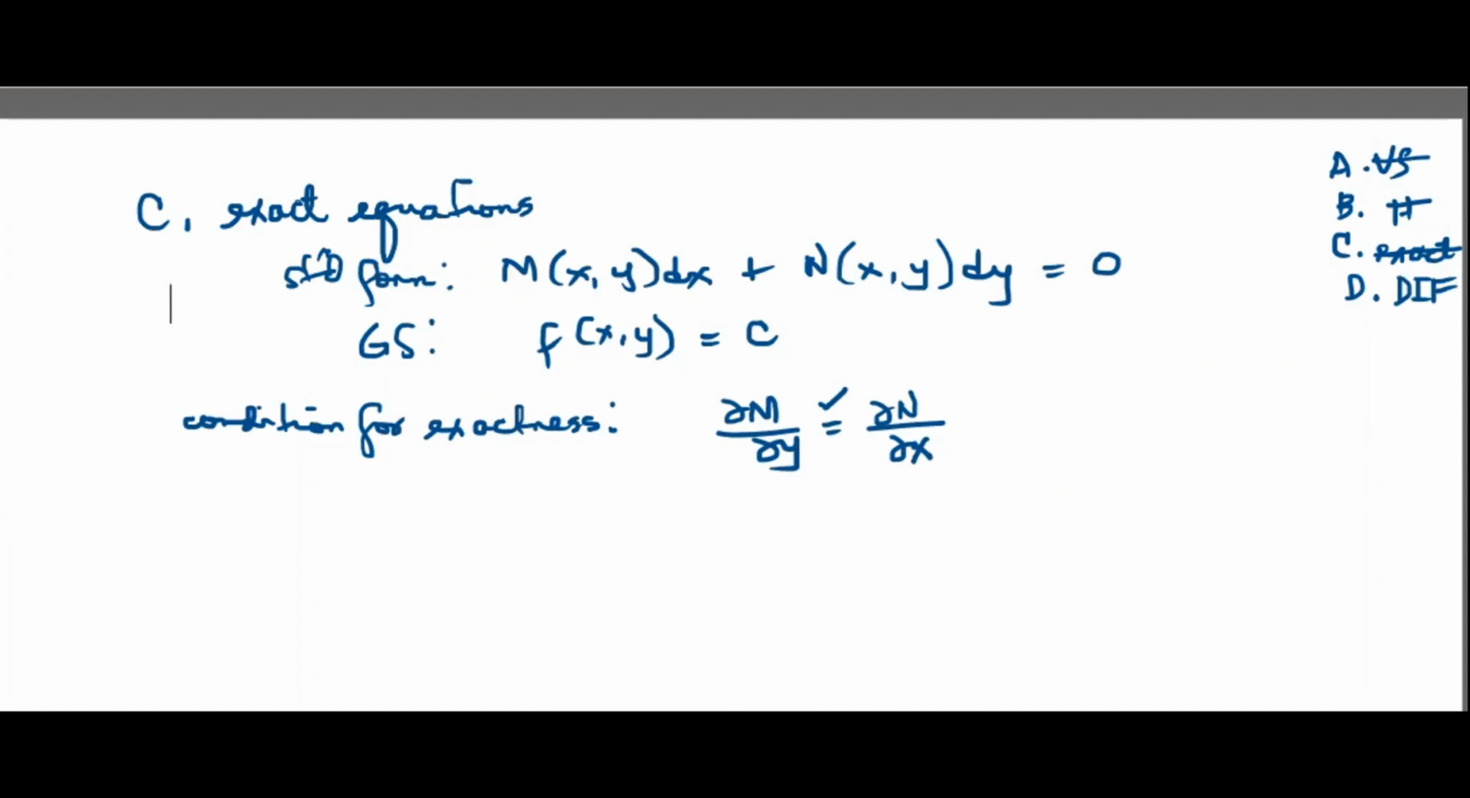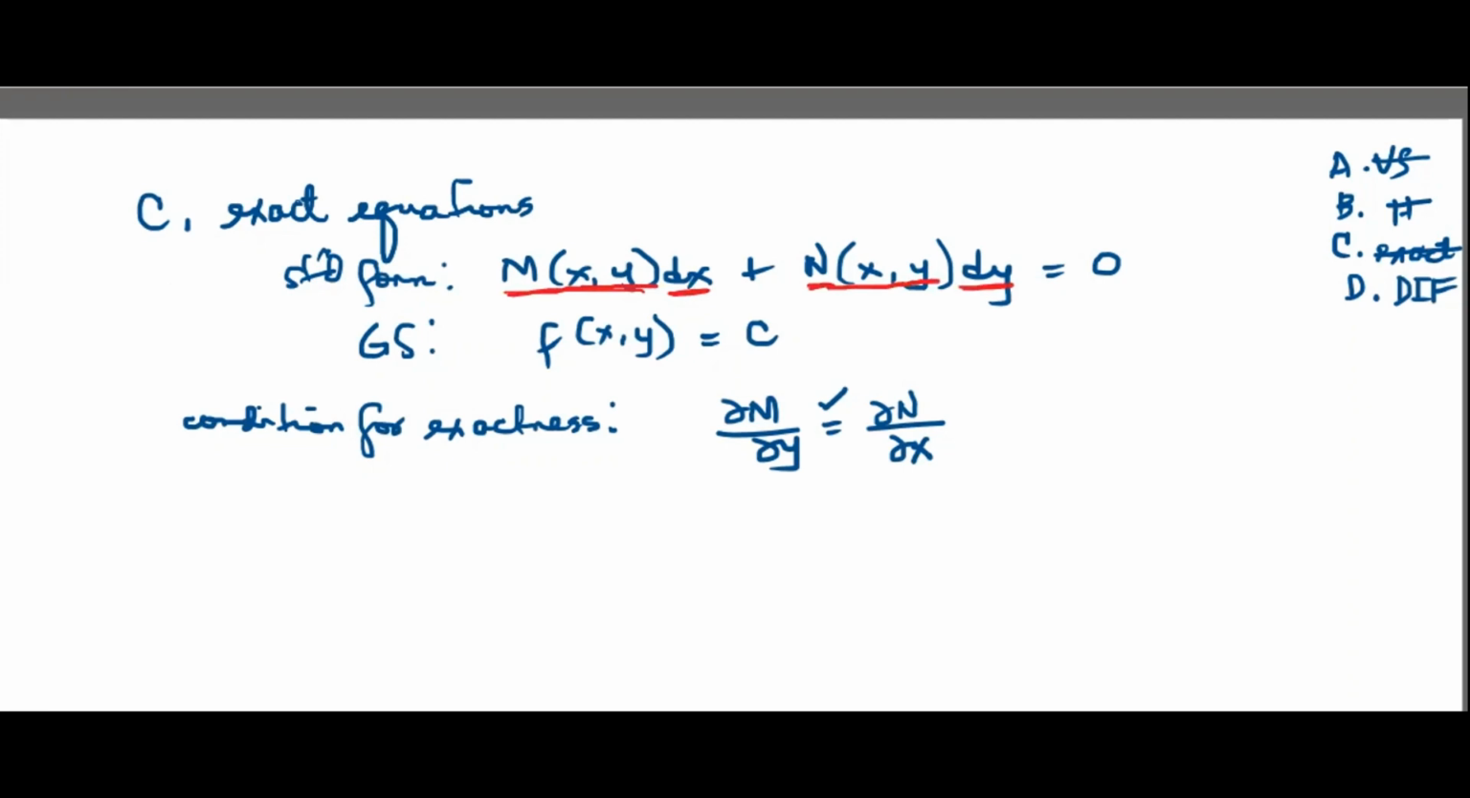And how do we know if it is exact? Get partial derivative of M with respect to y, and that should be equal to partial derivative of N with respect to x. Okay, tandaan natin to ha, guys. Tandaan natin. Ang M dito, yung may dx. Ang N, yung may dy. Nakuha ba, guys? Yes, po, sir.